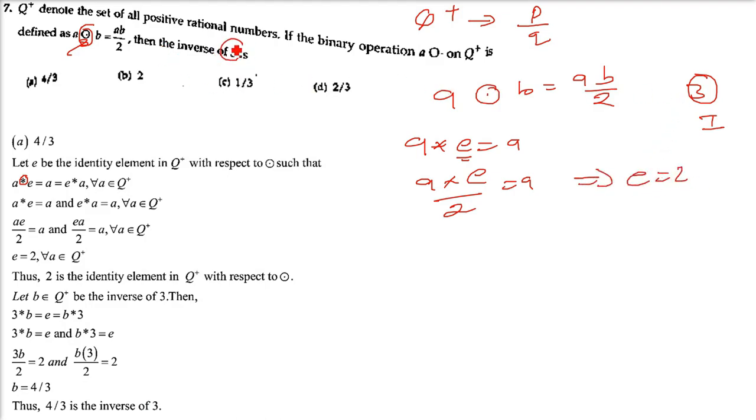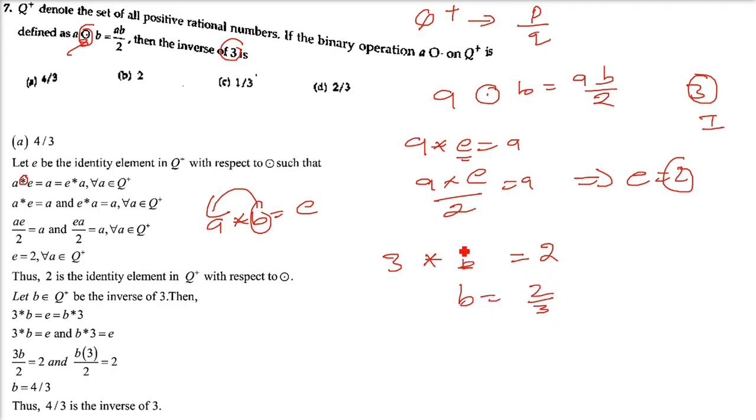Now we have to find out the inverse. So what do we operate with 3 so that we get 2? A star B is equal to E. B is the inverse of A because we are getting the identity element. So 3 star B is equal to 2. 3 star B is 3 into B by 2, since A operation B is AB by 2. So 3B by 2 equals 2, so B is 4 by 3. So 4 by 3 is the inverse of 3.